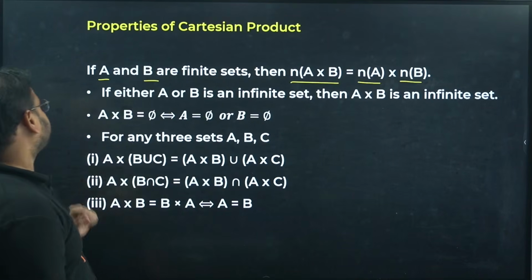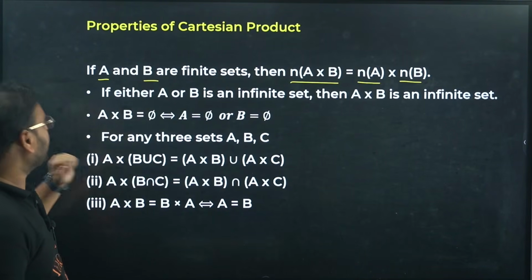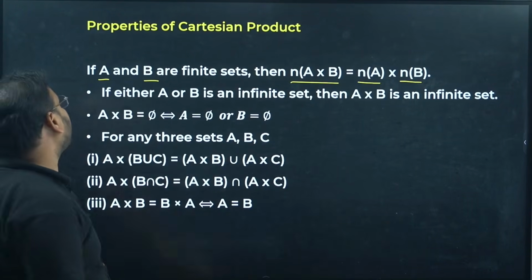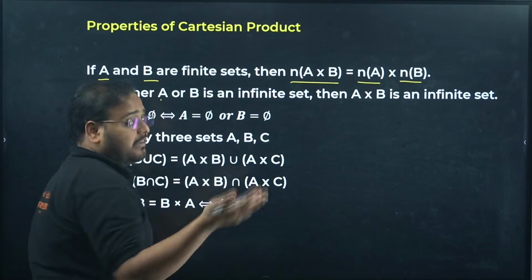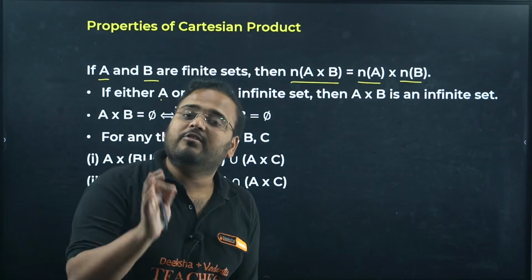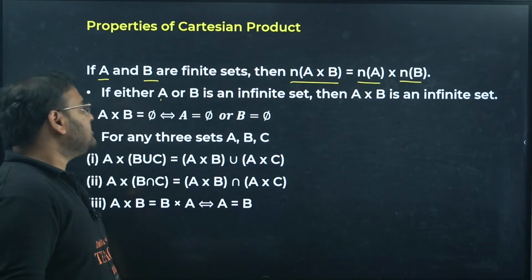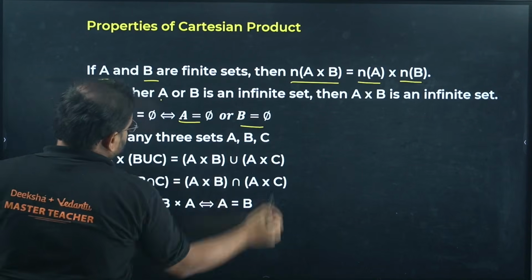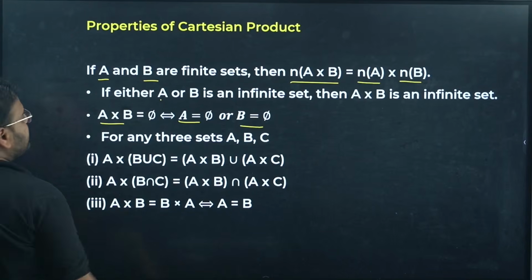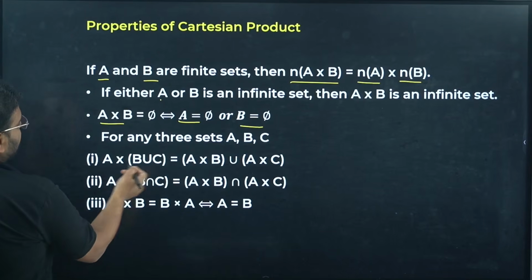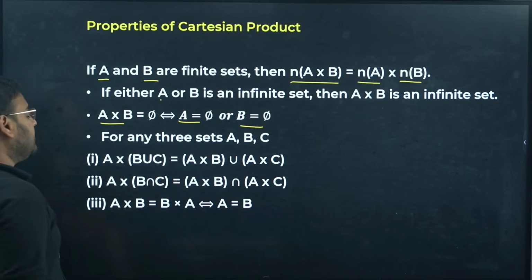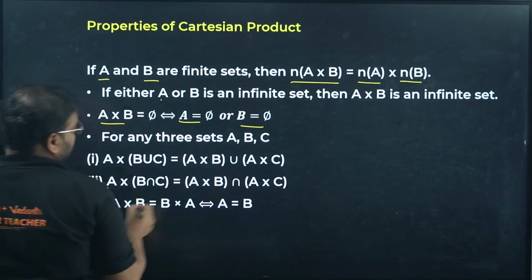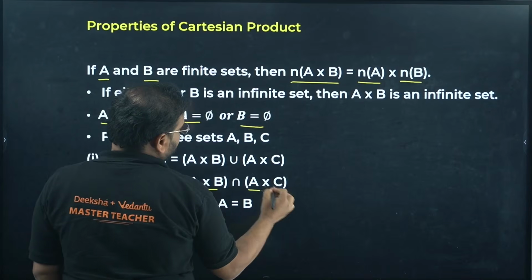Okay. If either A or B is an infinite set, then A cross B is an infinite set. Means if A is infinite or B is infinite, then the Cartesian product A cross B will also be an infinite set. Makes sense. If A cross B is a null set, then either A is a null set or B is a null set. For any three sets A, B, C, the properties are like this. For union, A cross (B union C) is (A cross B) union (A cross C). Again, Cartesian product of A with an intersection is like this: (A cross B) intersection (A cross C).